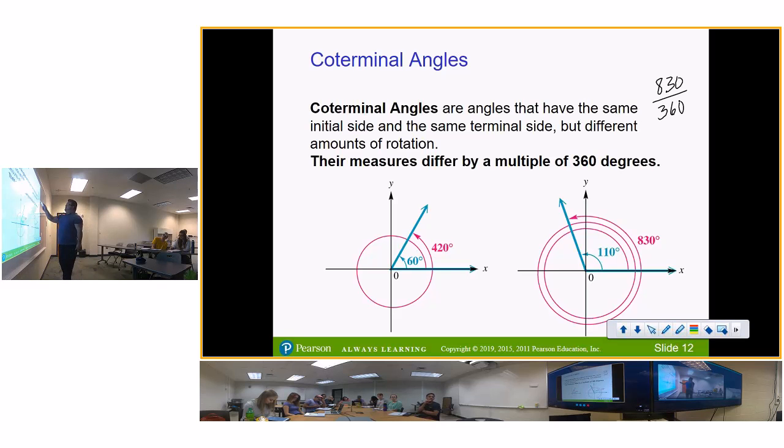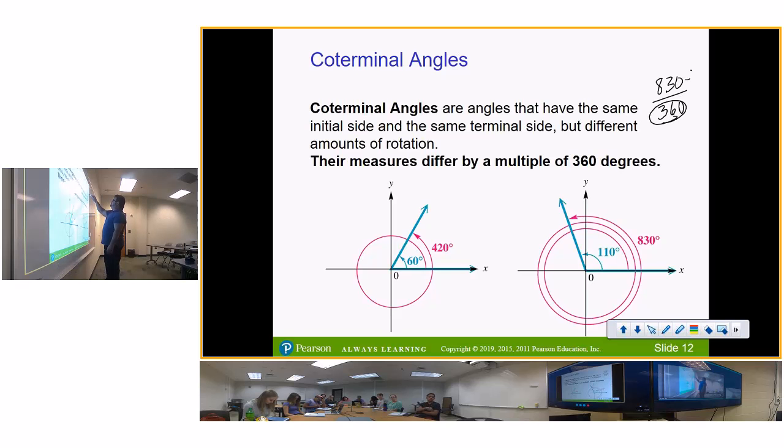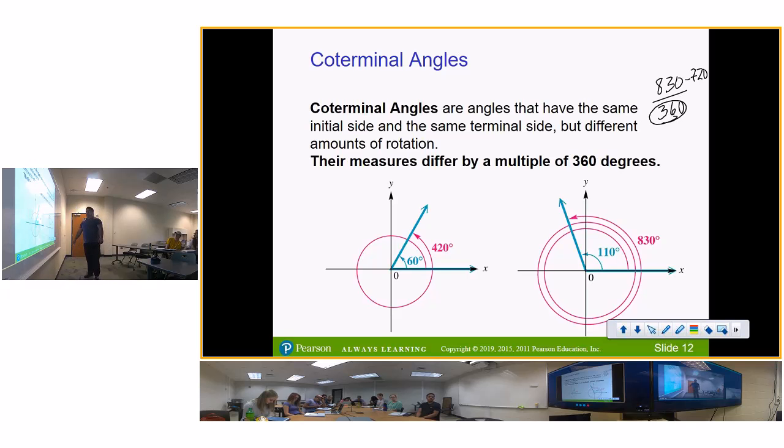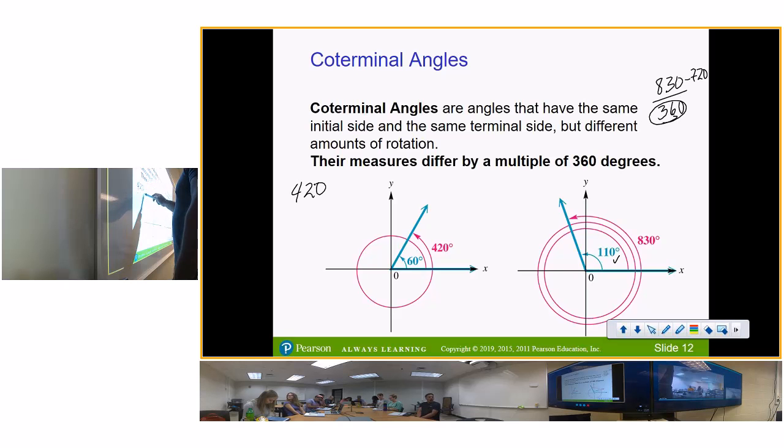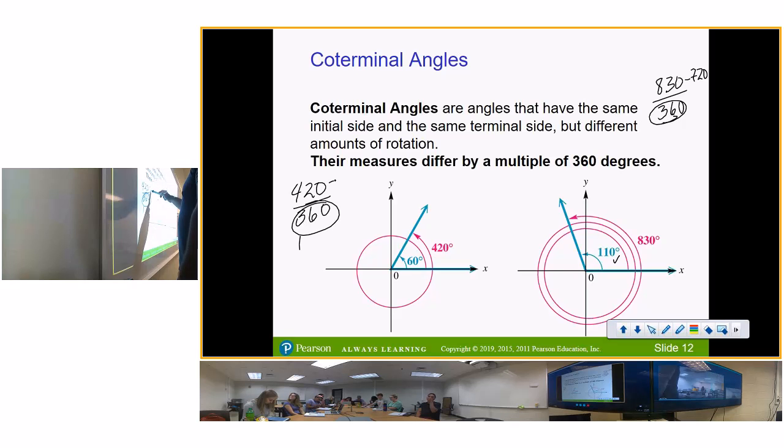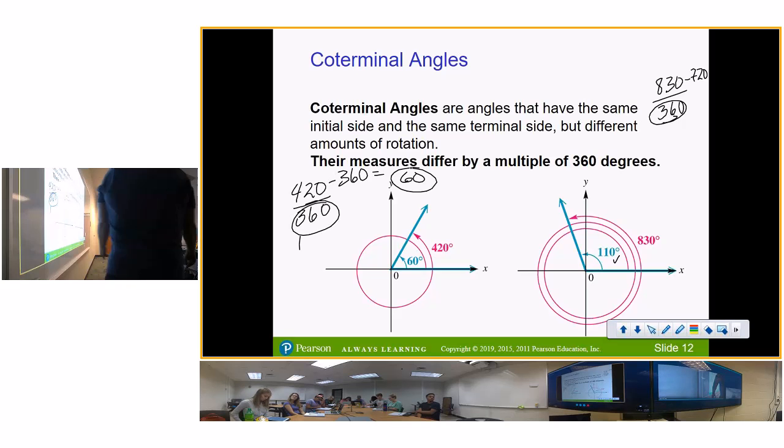So you know that you have 2 revolutions in 830 degrees, right? So 2 revolutions would be 720. So somebody take 830 minus 720 and tell me what you get. 110. That's how you find coterminal angles. Take 420. 420 divided by 360 is equal to 1 point something. So you have 1 revolution. So subtract 1 revolution, and what do you get? 60 degrees. That's how you find it.